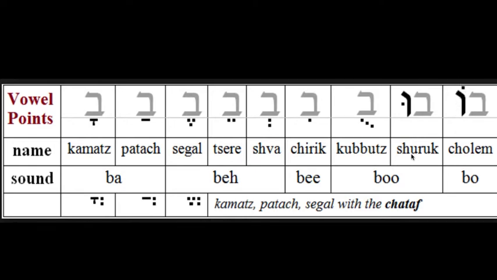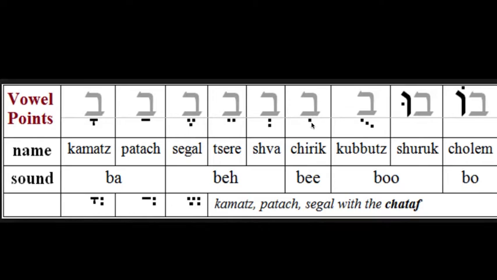This is a Shuruk. This is a Vav Shuruk. So he's saying oo. So this would say boo, okay? This is a Kubutz. This would say boo, okay? So these are both the same, boo and boo, all right? You see little dots there, boo, okay?